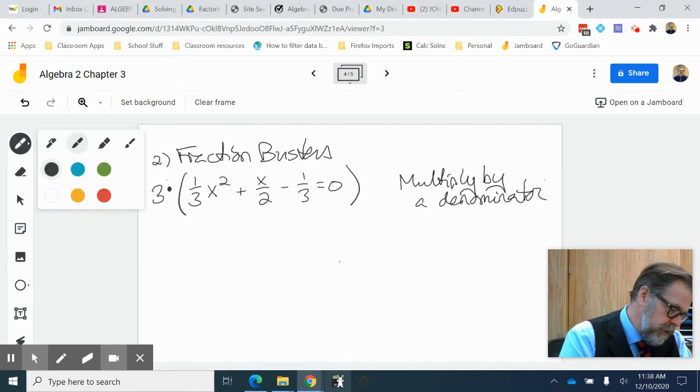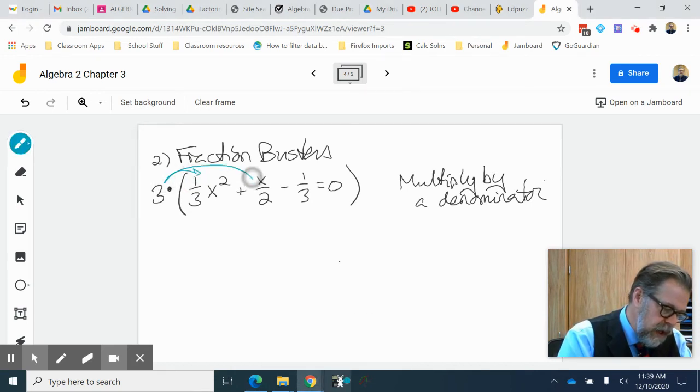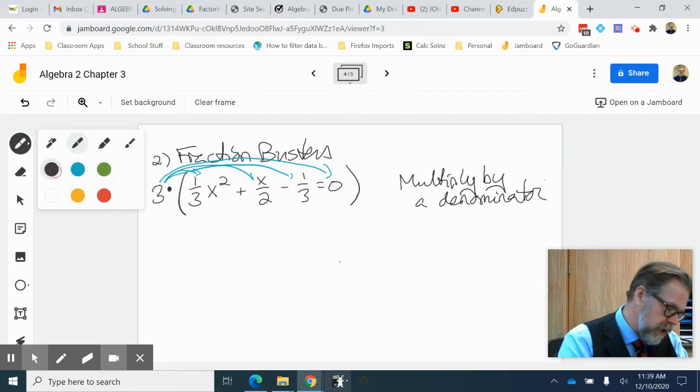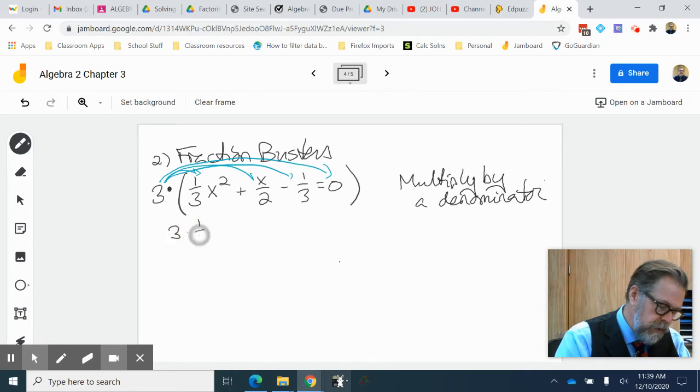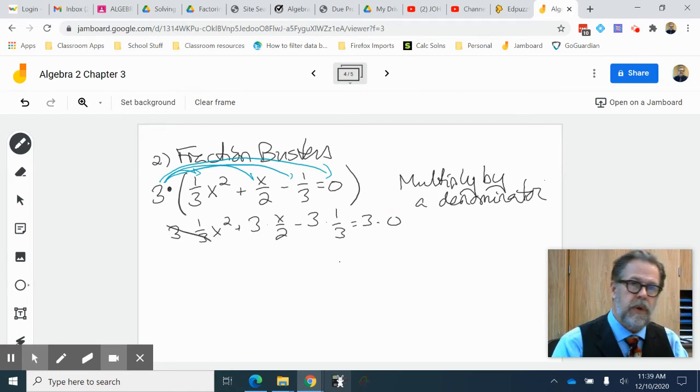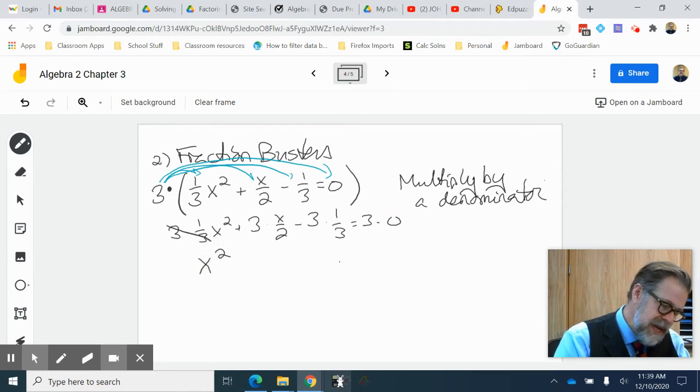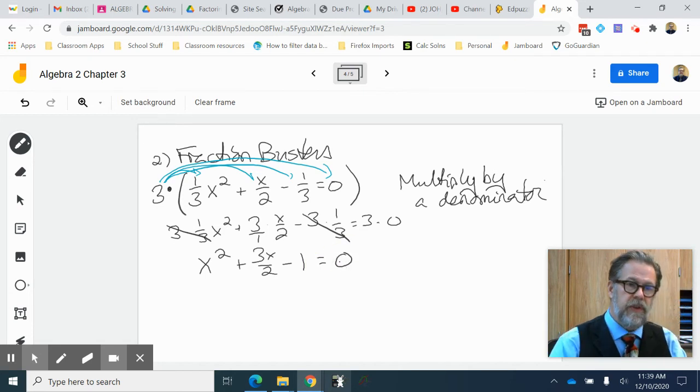Now, I'm going to be very specific here. Everything gets multiplied by 3. Why am I being so specific? Because I see this mistake all the time. 3 times 1/3 x squared plus 3 times x over 2 minus 3 times 1/3 equals 3 times 0. 3 times 1/3, that reduces. I'm left with x squared. 3 times x over 2 does not reduce. If I think about that as 3 over 1, I've now got 3x over 2 minus 3 times 1/3, that reduces, and 3 times 0 is 0.